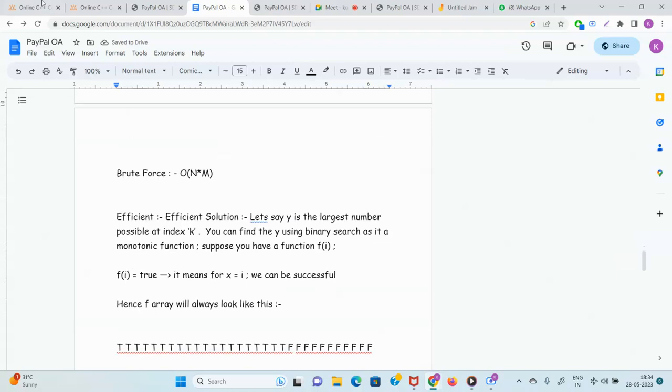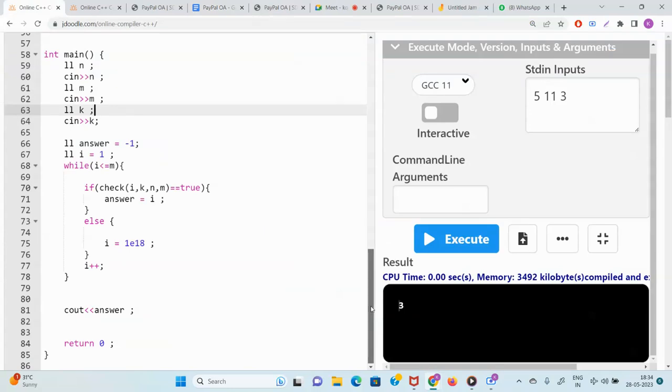Guys, now I'm going through its code. Don't worry about the C++, Java, Python thing. I will be uploading all the codes very soon. Now, let's try to understand the algorithm. What is the algorithm telling us?